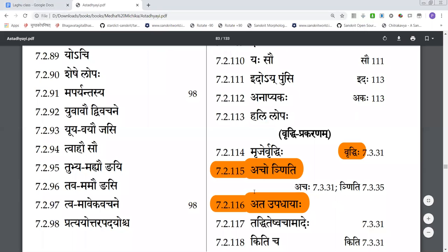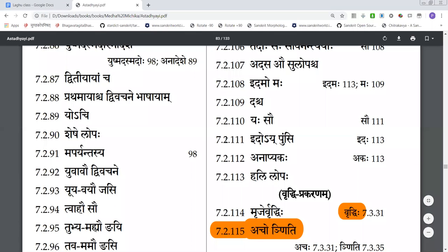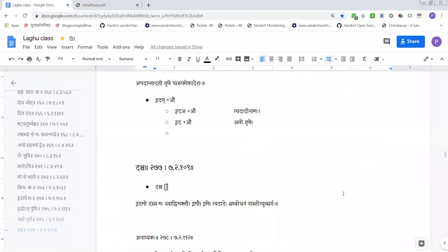So our sutra is 72109. We already saw idoi pumsi, and idamo maha we saw. But then there is dascha. Dascha kim? Idamaha maha, maha is the adesha, and dascha. Dascha is daha cha. So da is shashti ekavachana; for da also there is an adesha, ma. This cha is avyaya pada. The da which belongs to idam will also be replaced by ma.